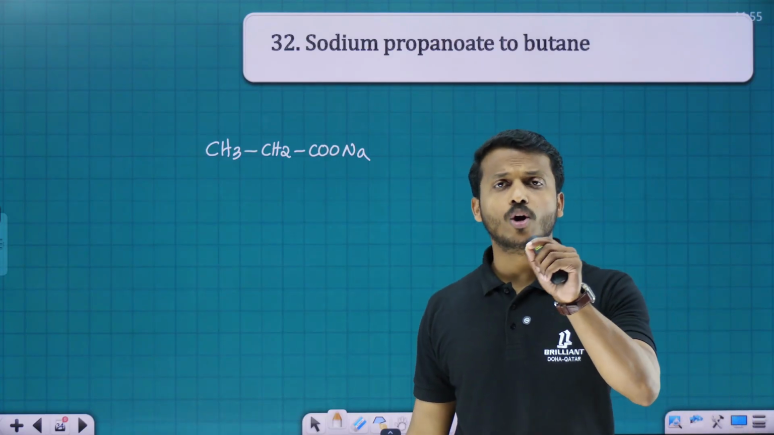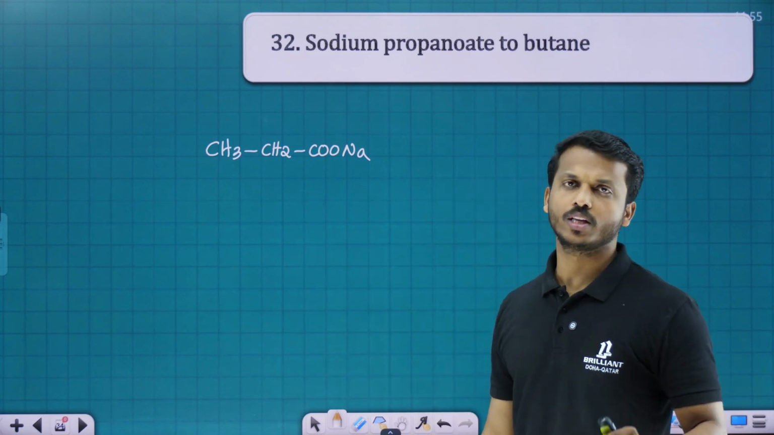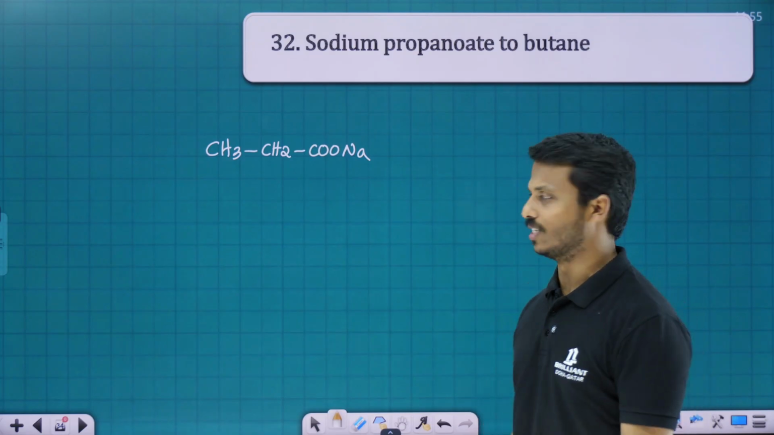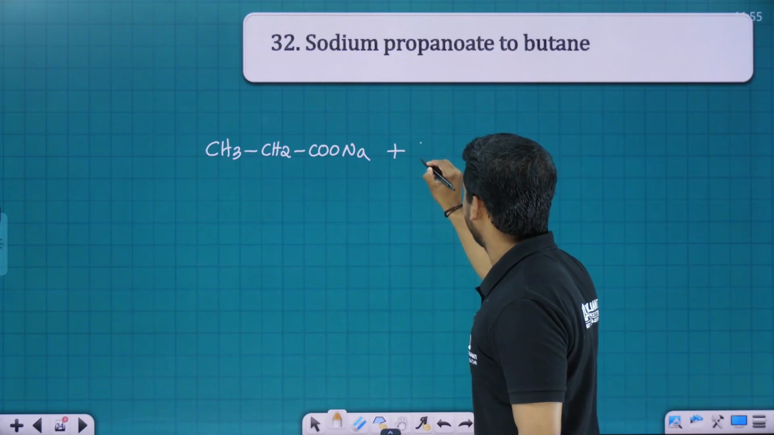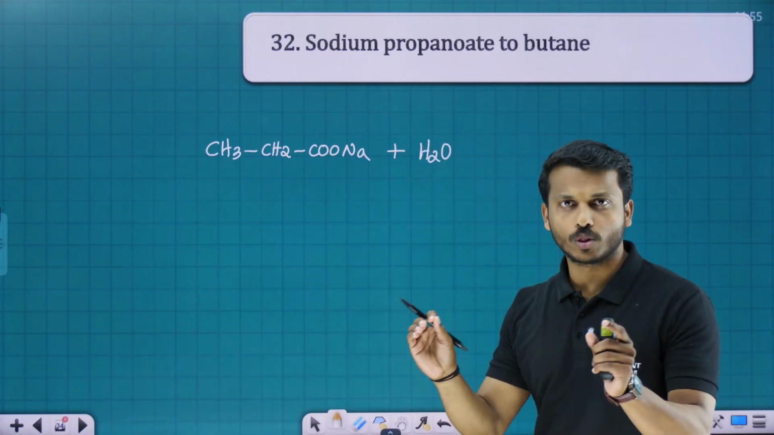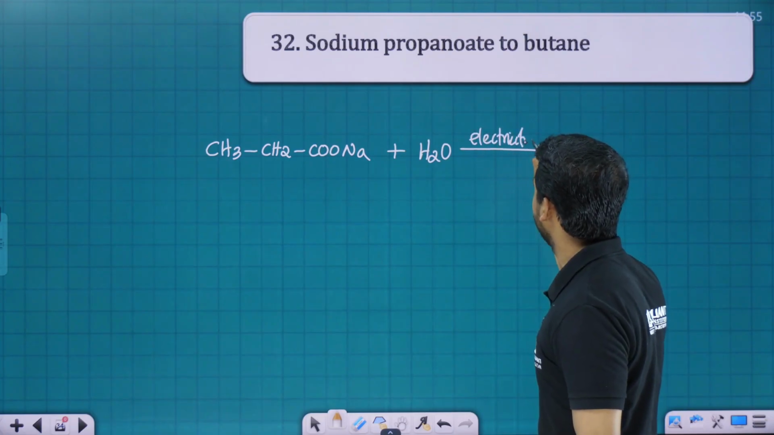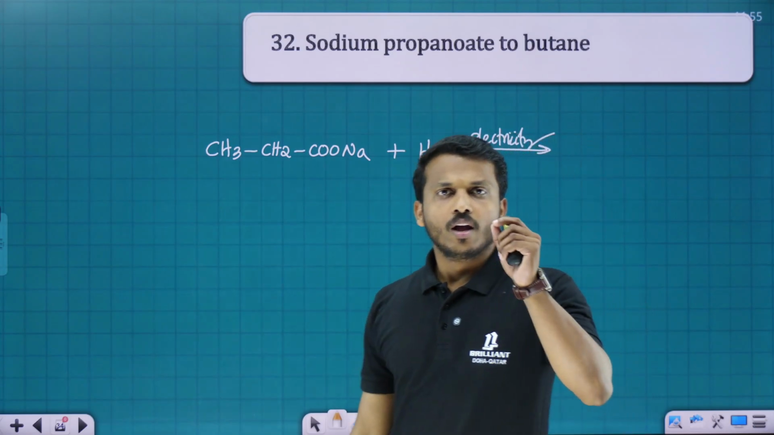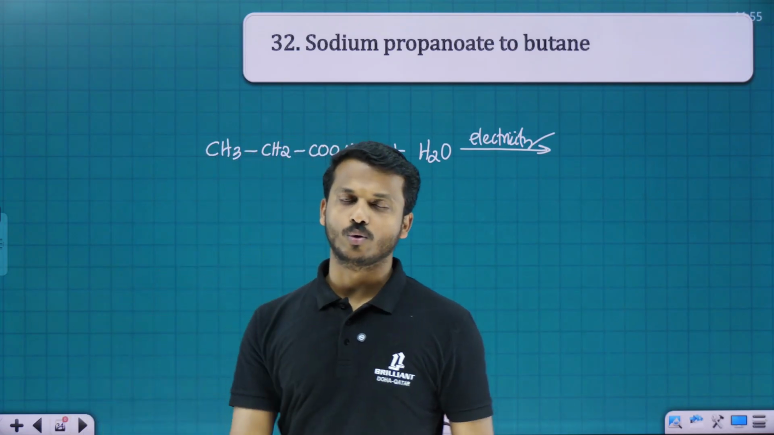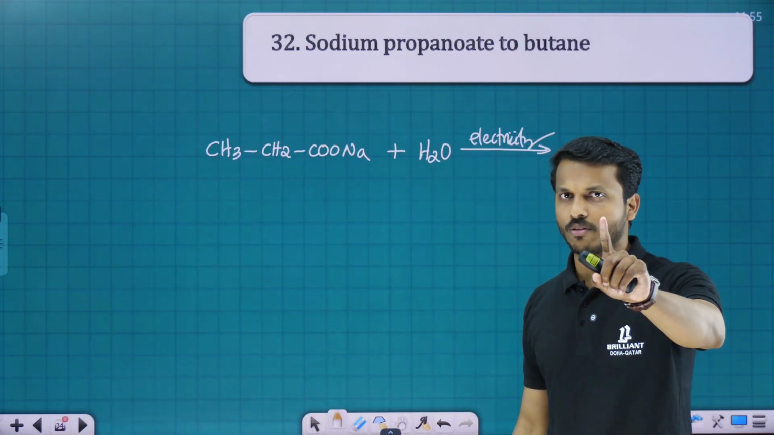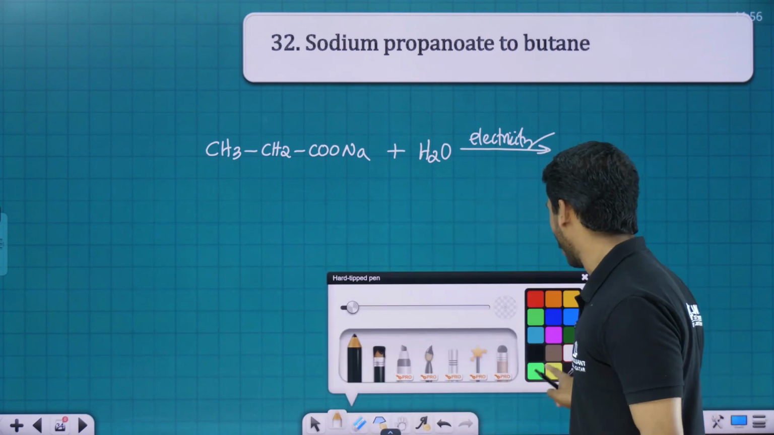Dear, the sodium salt of an acid is here and you want overall butane, right? I'm using the process called Kolbe's electrolysis. What is Kolbe's electrolysis? Treat it with water, I'm not balancing, okay? Treat it with water and pass electricity. What is Kolbe's reaction once again? The sodium salt of an acid in water, when you pass electricity through that, I will tell you how to write the product. Listen very carefully, all. I'll give a small hint how to write the product in Kolbe's.